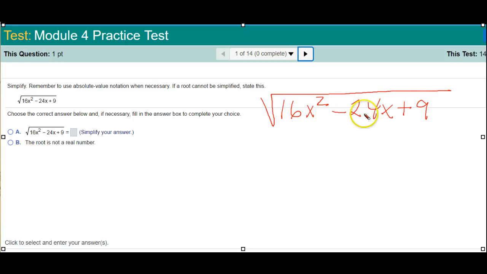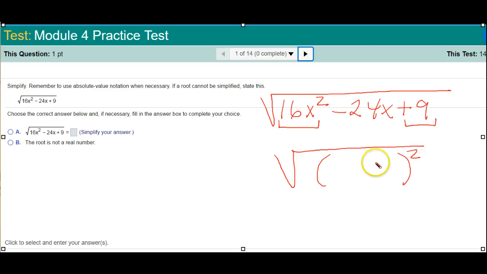So the radicand might be familiar to you. To me, it looks like a perfect square trinomial that, when we factor it, will factor into a binomial square. Let's see if it does that. So this will be 4x minus 3. That is, we took the square root of that and got 4x, the square root of that.